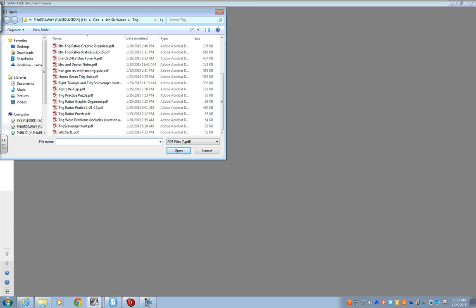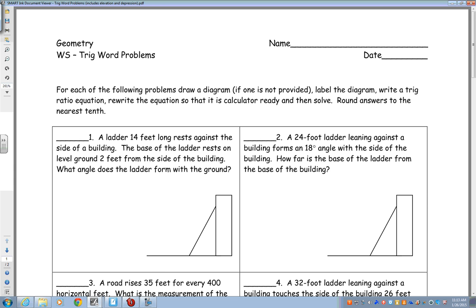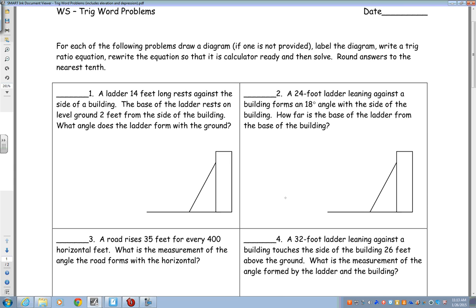What I just did right now, all the trig stuff, the ratio, the calculator. Okay, here we go. Put your name on this. This will be graded.